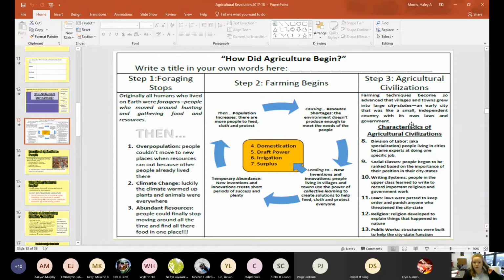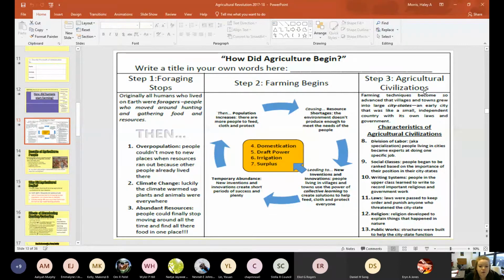So back to the cycle. Step 3 is when our civilizations begin. When people farm, do they keep moving around or do they stay in one location? Elliot, do you know? Stay in one location. Yeah, they stay in one location.